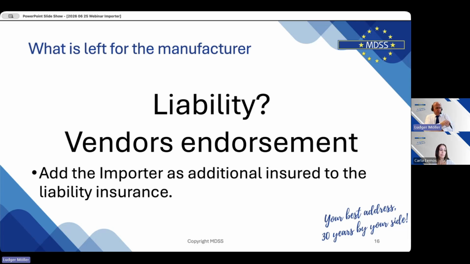And if you want to do something good for your business, because normally that doesn't cost much, put your customer on the vendor's endorsement of your liability insurance as an additional insured, and they very much like it. That will most likely reduce their obligation of insurance significantly if it's clear that the product is covered already by some insurance. I would not recommend for an importer to get rid of his insurance completely, because the liability is first placed on the importer and then upon us.